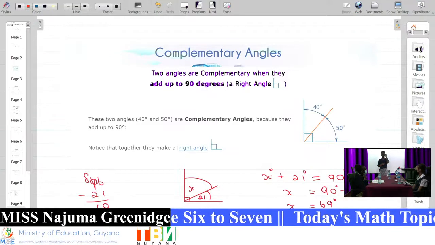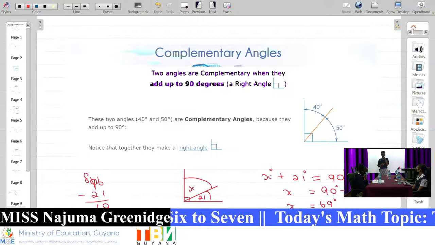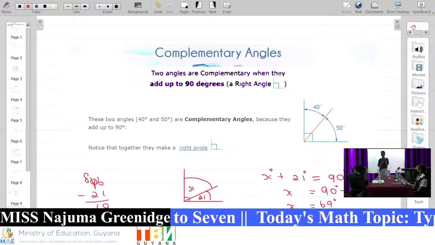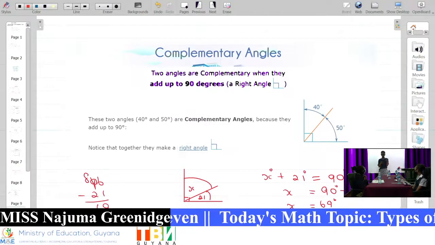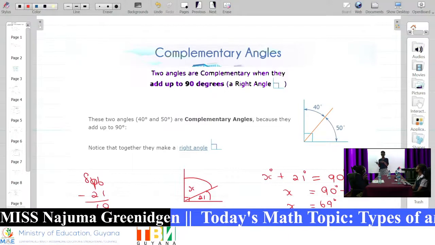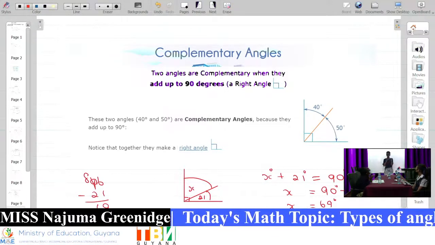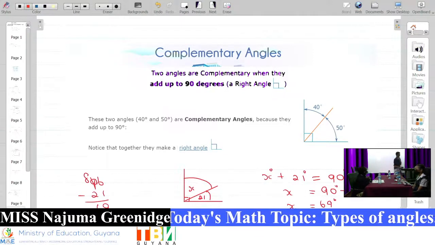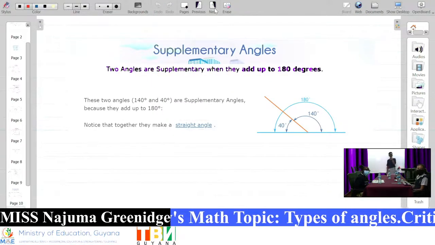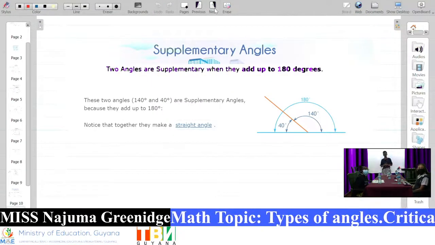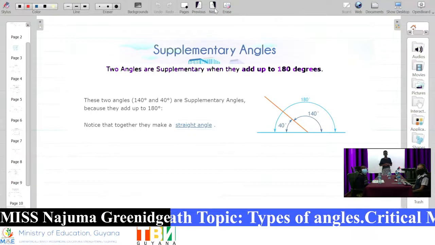So supplementary would add up to give you how much? So the S is saying something? 180. Yes, so supplementary and straight go together. All right, so that's a little way to remember. Supplementary angles are angles that add up to give us 180 degrees.